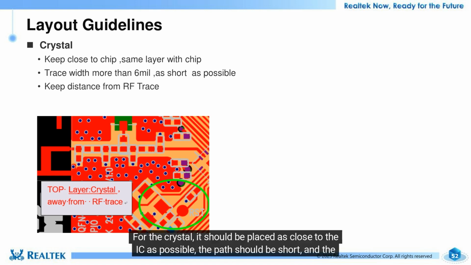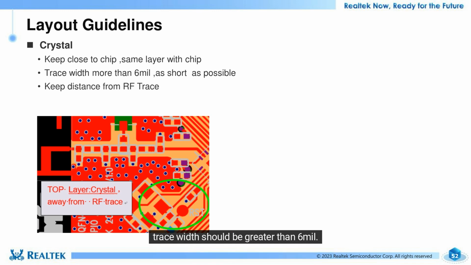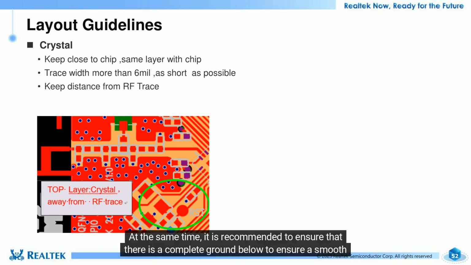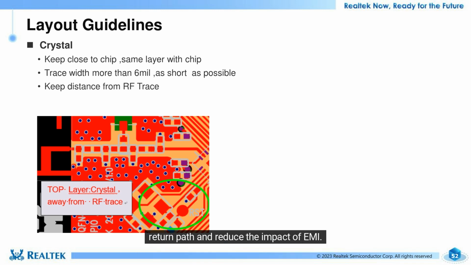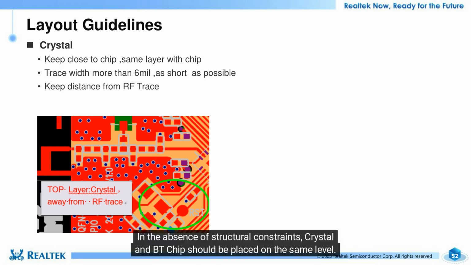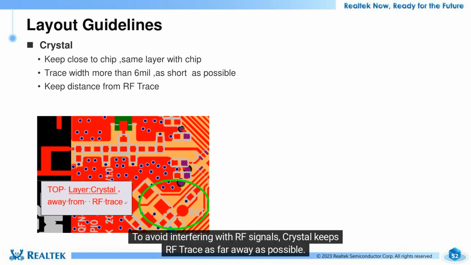For the crystal, it should be placed as close to the IC as possible, the path should be short, and the trace width should be greater than 6 mm. At the same time, it is recommended to ensure that there is a complete ground below to ensure a smooth return path and reduce the impact of EMI. In the absence of structural constraints, crystal and BT chip should be placed on the same level. To avoid interfering with RF signals, crystal keeps RF trace as far away as possible.